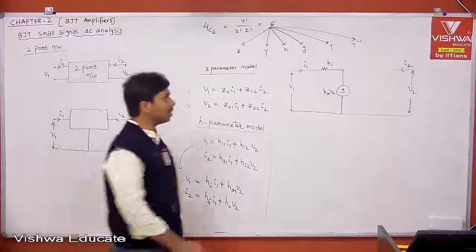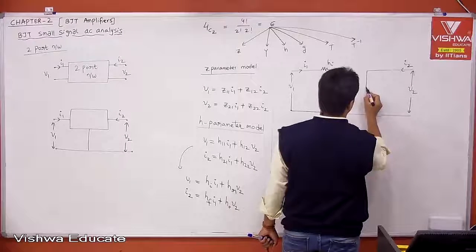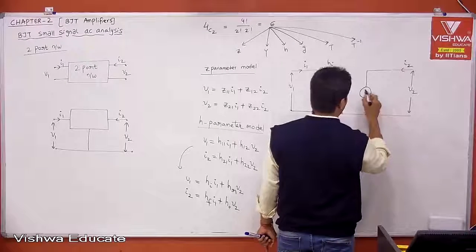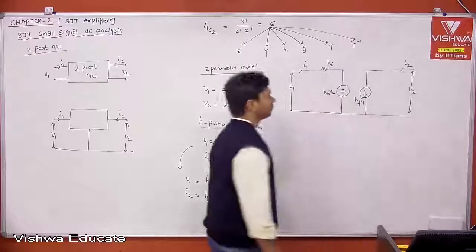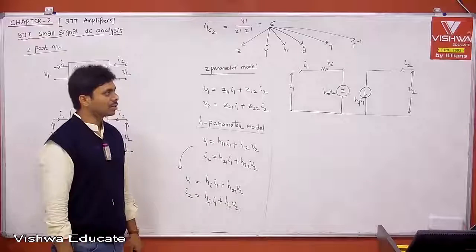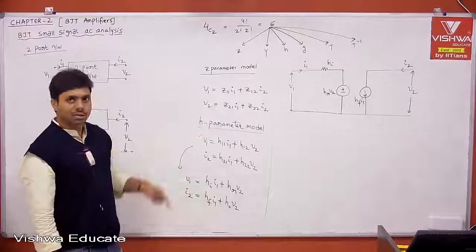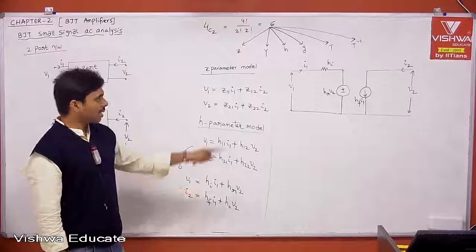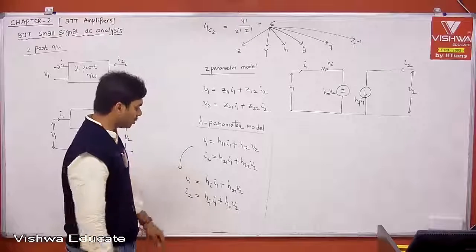Therefore, this is a dependent current source. And what is that? That is nothing but HF into I1. That is your dependent current source. Plus, we need one more branch which is in parallel to that current source. Therefore, this current plus that current will be equal to I2. What is that? That is nothing but HO into V2.